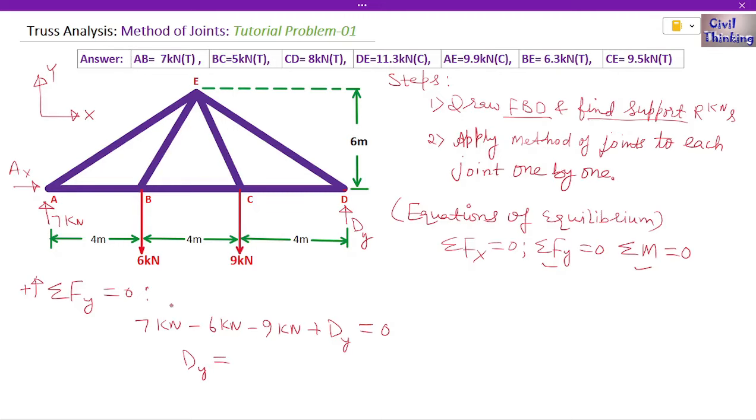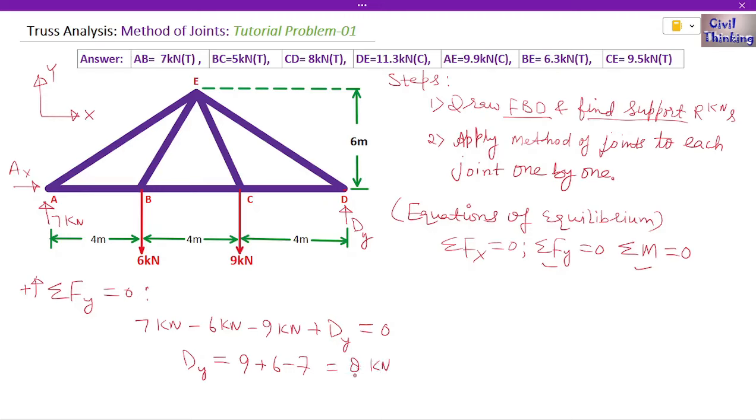If I throw all these terms to the right side of the equal sign, this 7 is going to be negative, this 9 is going to be positive 9, then this is going to be positive 6, and this is going to be negative 7. Remember, everything is in kilonewton. So this is 9 plus 6 minus 7, so we get a value of 8. Okay, 8 what? 8 kilonewton.